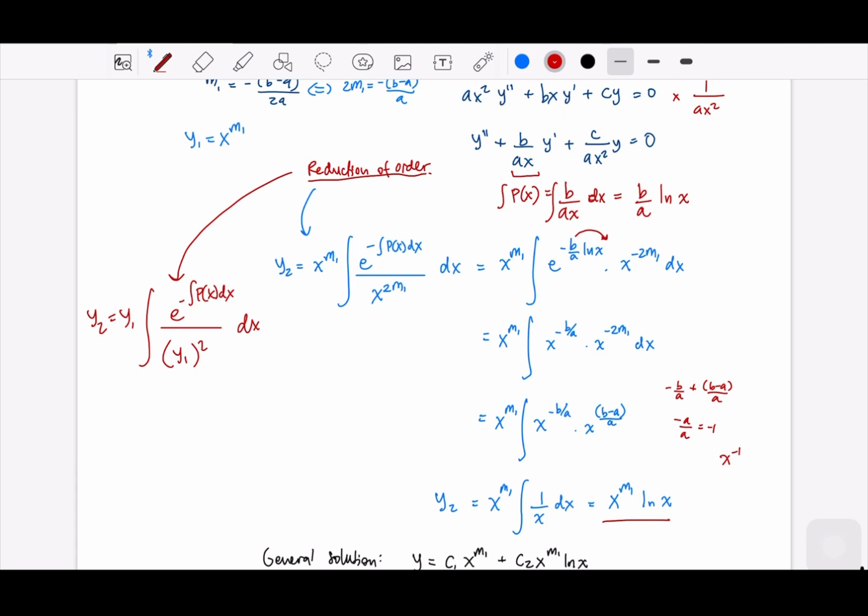What about if we have repeated roots? Maybe it's not just 2 roots, maybe 3, 4, but repeated roots. We are going to play with these ln. So we are going to multiply with another ln. But for our case in our course, I will limit this to just second order, for Cauchy-Euler for second order.